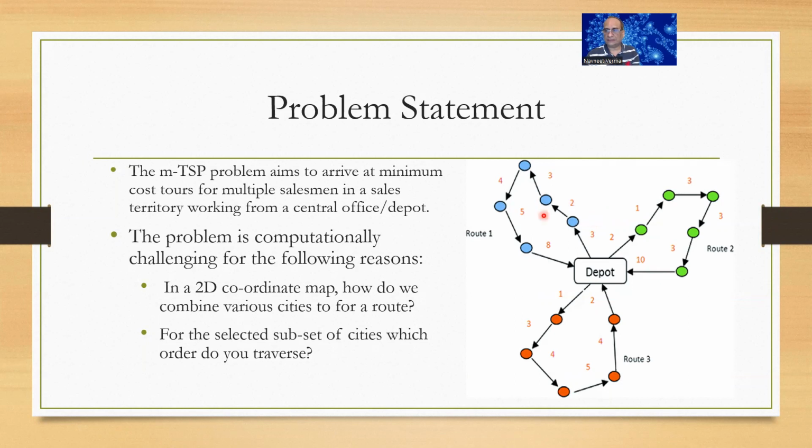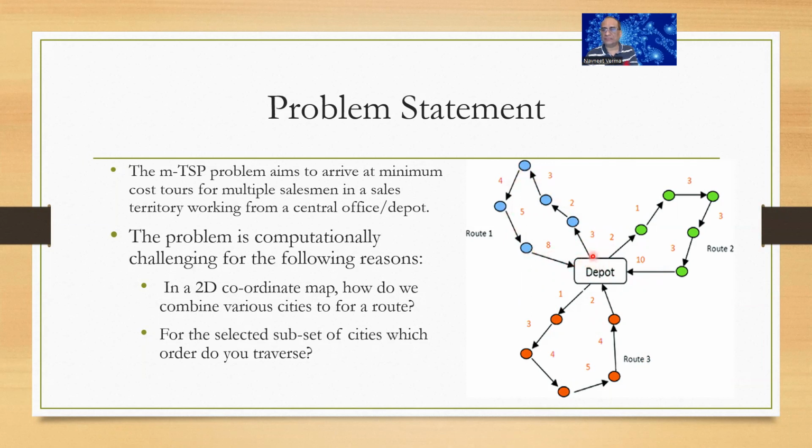Given a set of cities, which is indicated by these nodes, and an office or a depot, the problem is to come up with the minimum cost tour for M salesmen. In this figure, you see there are 3 salesmen, and we have to arrive at the optimal traversal order as well as the proper city assignment for each salesman.